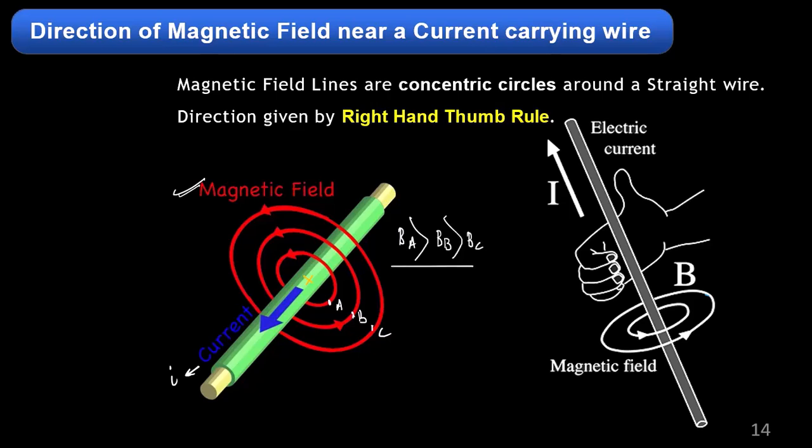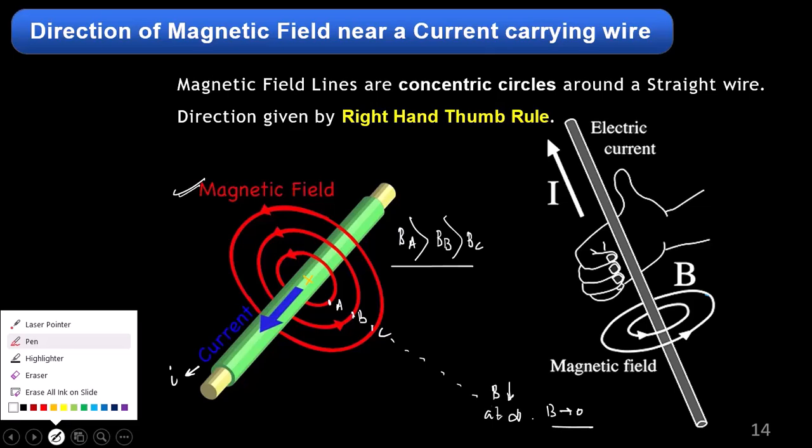That means the point which is closer to the current carrying wire gives a magnetic field of more strength. As I am moving away from the current carrying wire, the magnetic field value will gradually decrease and ultimately goes to 0. So at infinite distance away from the current carrying wire, I can say that B is almost tending to 0. So closer to the wire, the field is more. If I move away from the wire, then the field will be less.